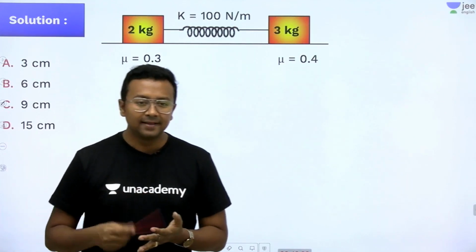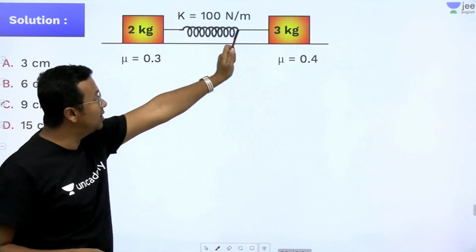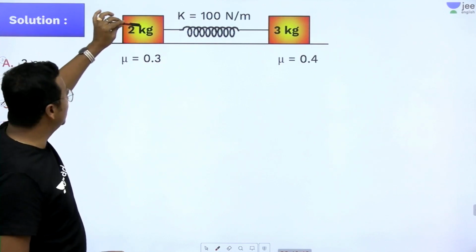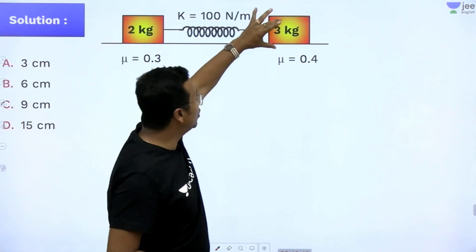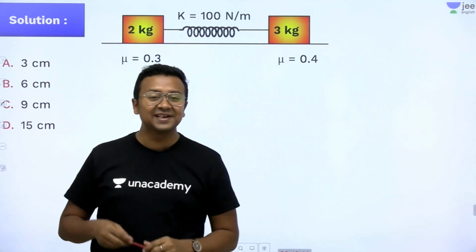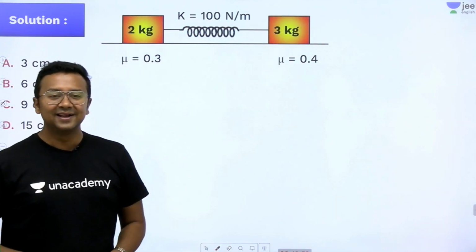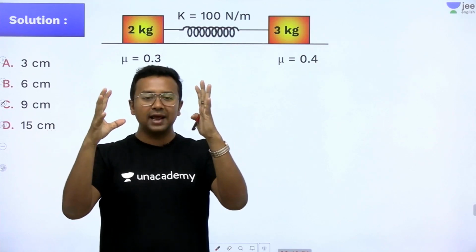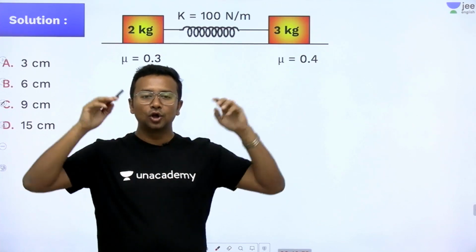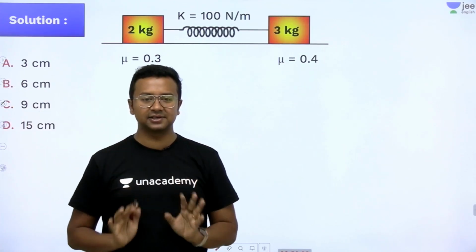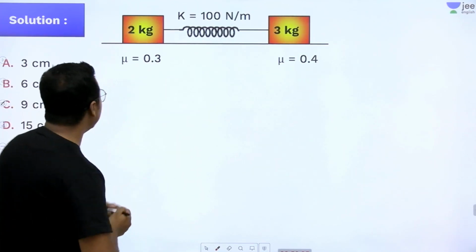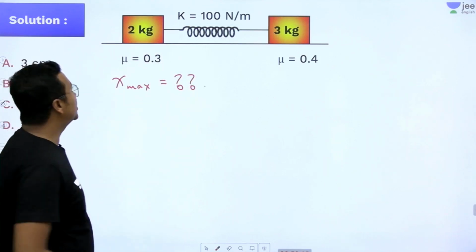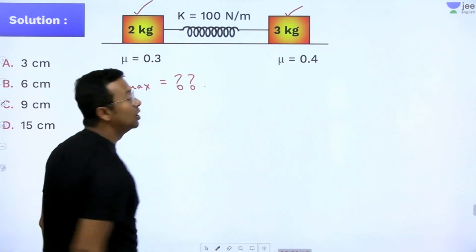What does this question say? The question says that I have got a 2 kg block and a 3 kg block, and in between they're connected by a spring. The coefficient of friction between this block and the surface is 0.3, and the coefficient of friction between the 3 kg block and this surface is 0.4. Now what can be the maximum compression or elongation such that both the blocks remain at rest? I hope the question is clear. What will be x max? What should be the value of x maximum such that this block and this block will remain at rest?